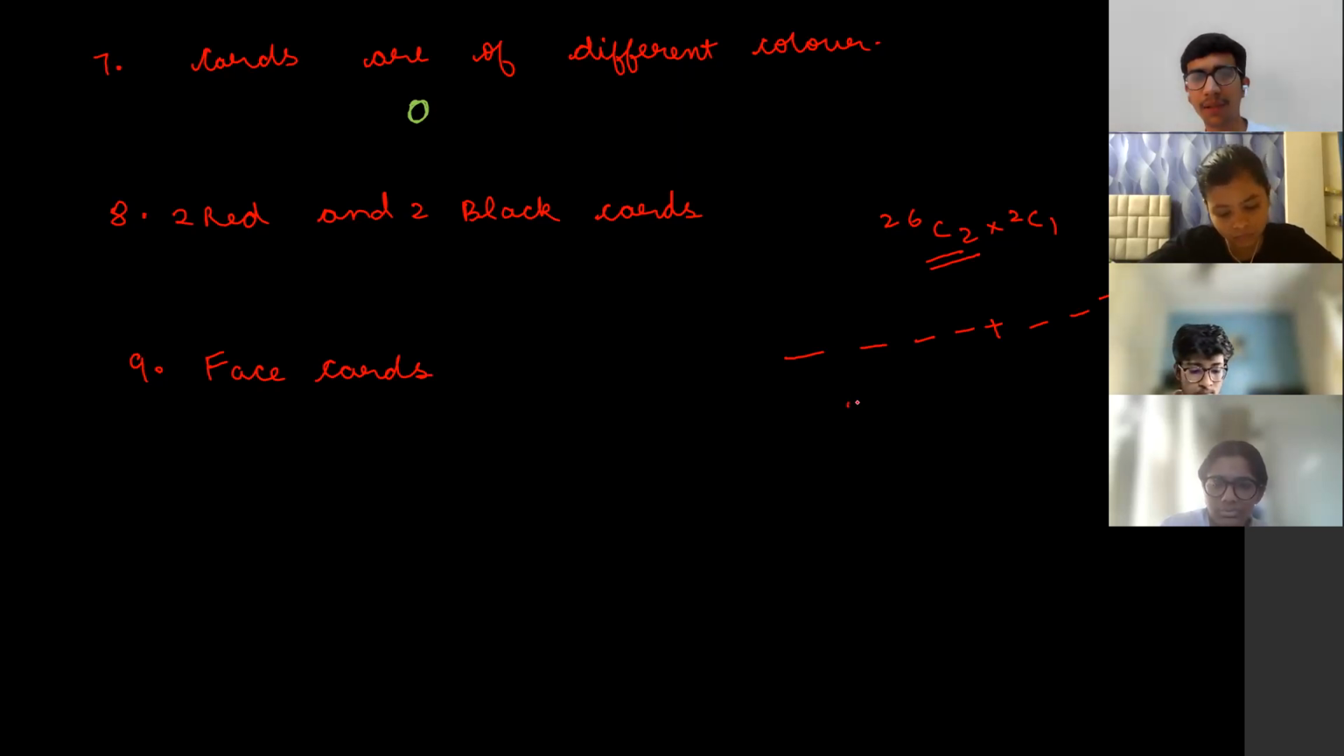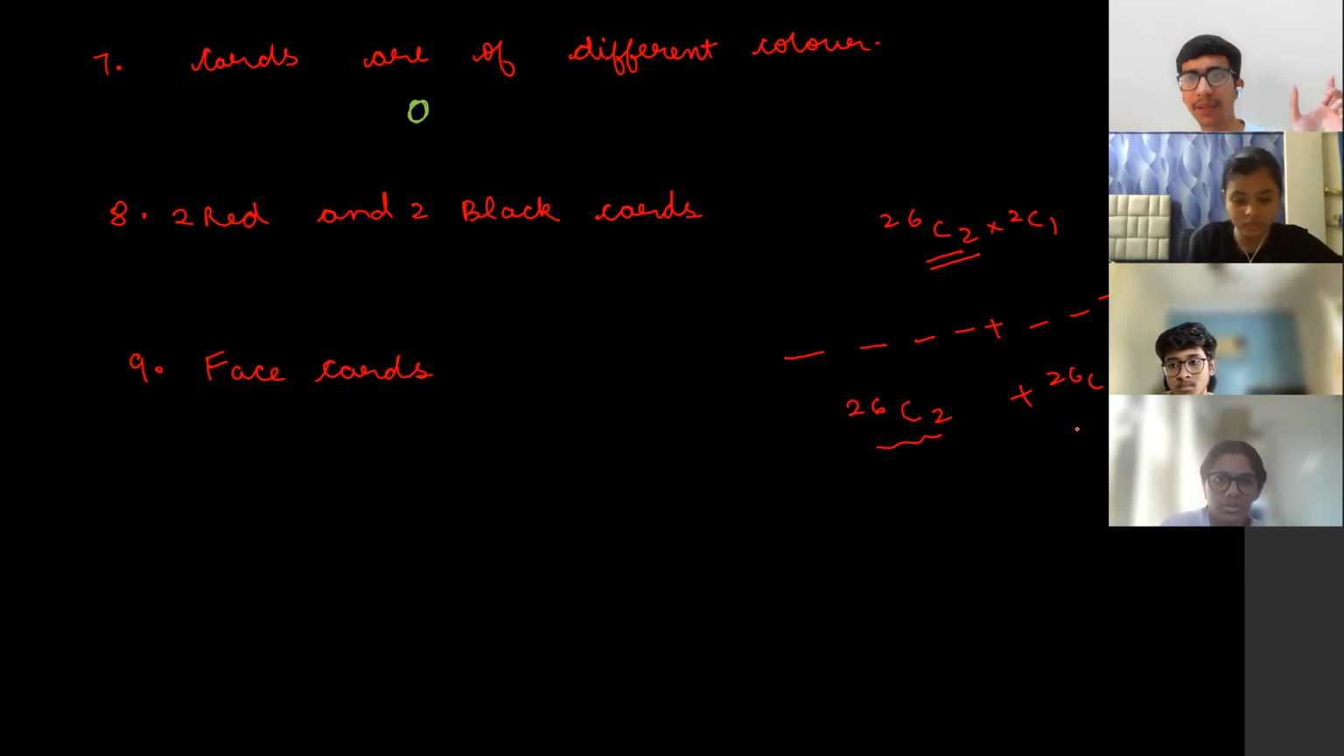In these cases, you have done 26C2. I'll explain your answer. 26C2 for the black cards, 26C2 for the red cards, right? That is what you have done. So who will pick the remaining 2 cards? That is mandatory. You have to pick 4 cards. You can't add them like this.